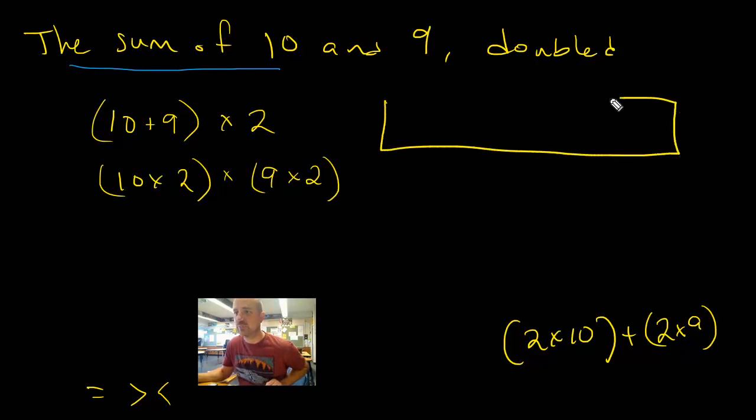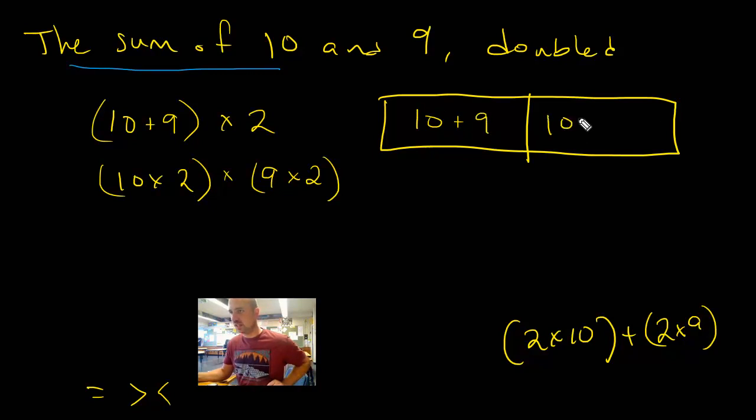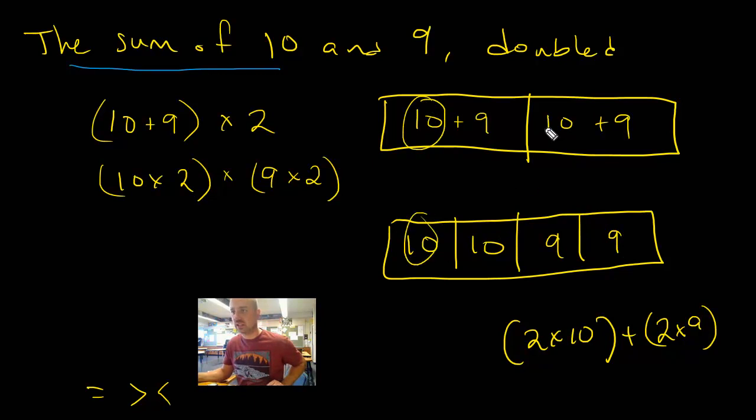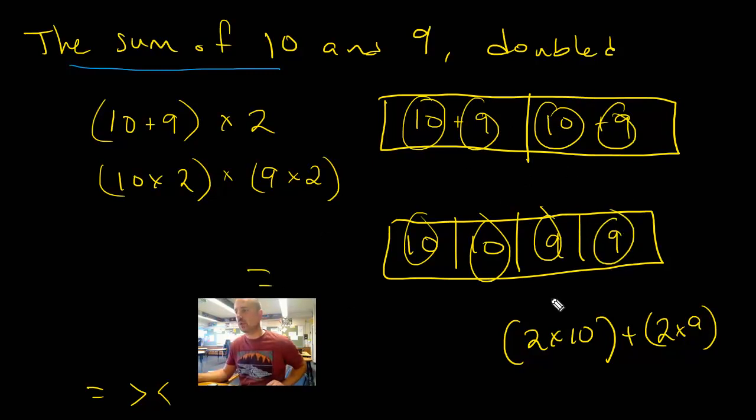I could draw myself a little diagram. Here's my tape diagram. And I know I have the sum of 10 and 9 doubled. So I could even say I have 10 and 9, and I have 10 and 9. And down here, I could say I have 2 10s and I have 2 9s. And look, I got a 10 and a 10, and a 9 and a 9. So yes, these are equal.